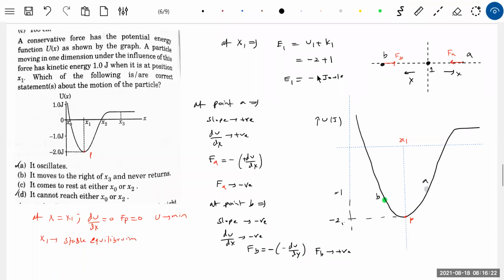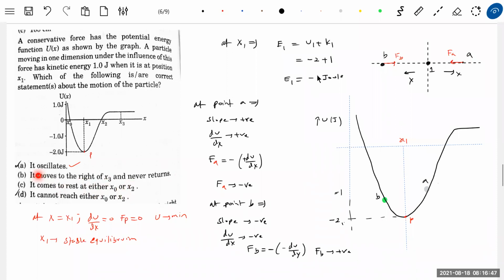It will oscillate. We know already, I showed you. If you slightly displace, the force will act towards left. If you displace towards left, the force will act towards right. So therefore, it oscillates. Then, what about the option that it moves to the right of x3 and never returns? It comes to rest either at x0 or x2. Something cannot reach either x0 or x2.